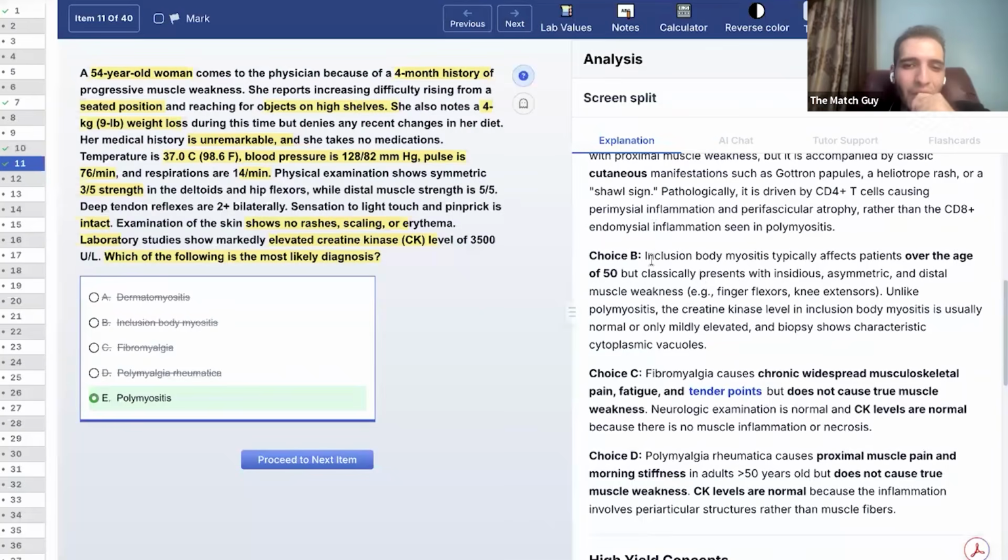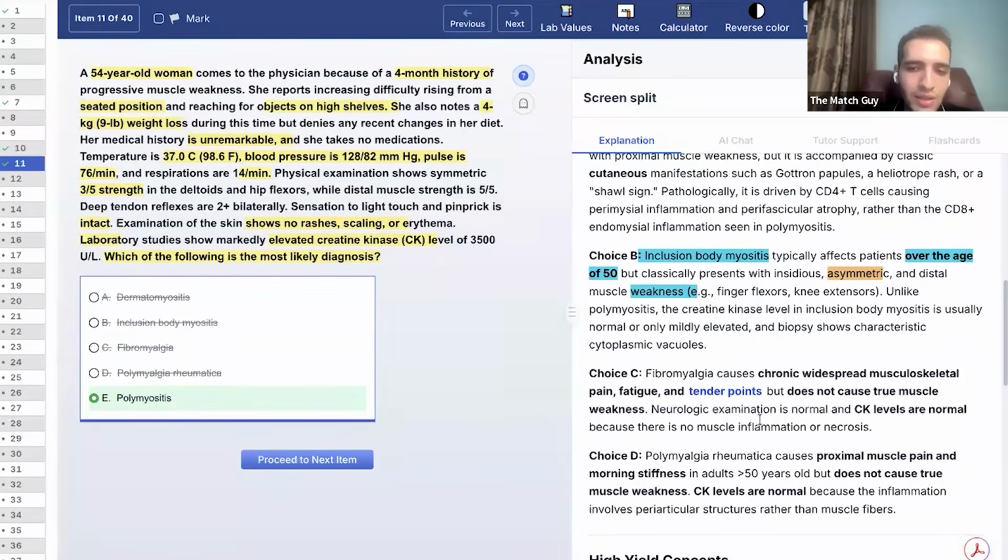Okay. Inclusion body, oh, inclusion body, I excluded it for the wrong reason, guys. I thought inclusion body affects the kids. I was wrong. It actually affects people over the age of 50. So why is it not right? Because it's asymmetric and it affects the distal muscles. Oh, so the fingers. This person had problems in his quadriceps. He couldn't get up. So now I know I excluded this answer for a wrong reason, and now I know the right reason for it. So that's pretty important, guys, to know this. Of course, I knew the right reason, but I was trying to give you an example.